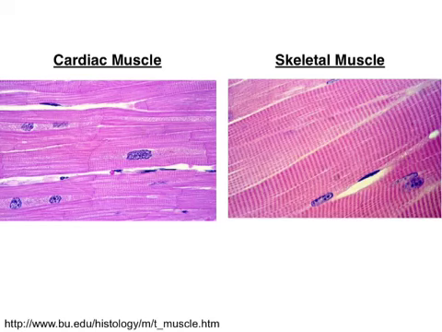Here's a side-by-side comparison. Skeletal muscle on the right, you can see very clear striations, and very long cylindrical muscle fibers. Cardiac muscle on the left. Clear striations and intercalated discs there, there, there.